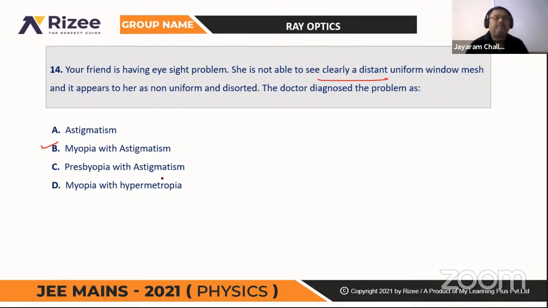Myopia and astigmatism. So what is astigmatism? Astigmatism is nothing but a distortion of the light, that is, blurriness of the light. When you see any particular object, its image will be seen by you as a distorted image. She cannot see the distant object, and the image is also distorted. That means she should have both problems, myopia and astigmatism. So both the problems are there in this case.